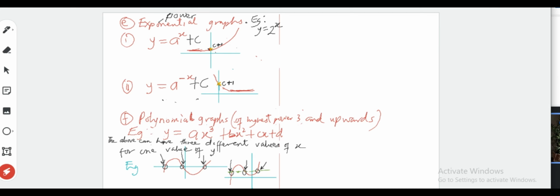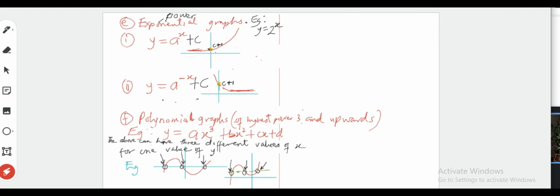Basically, exponential graphs have a constant raised to the power of a variable, like a raised to power x. A constant raised to a power variable. An example is y equals 2 raised to power x. If x is positive, it will slope upwards, which is a rise. If x is negative, it will slope downward, which is a decay, an exponential decay.